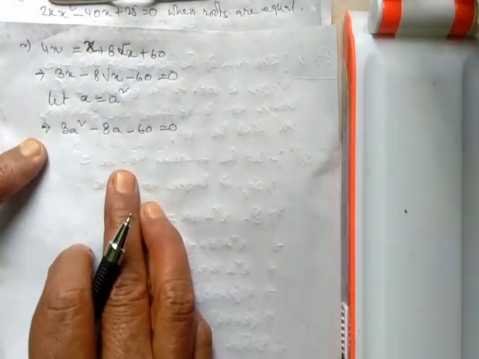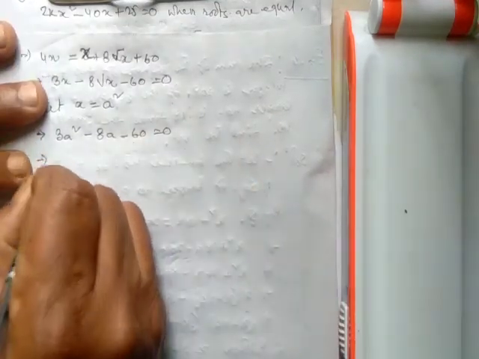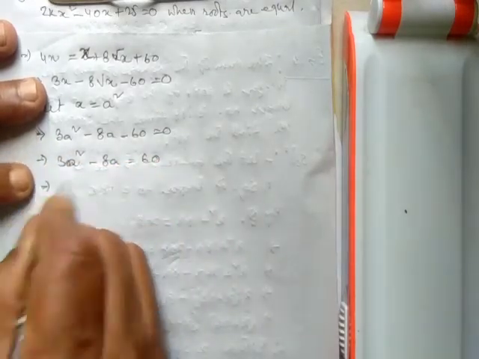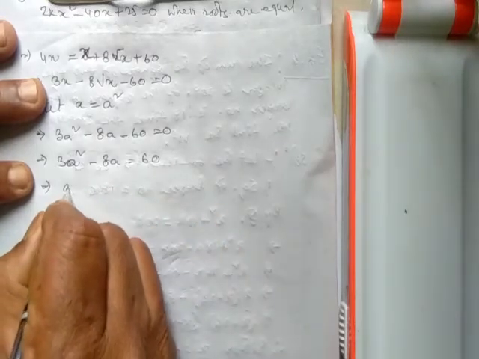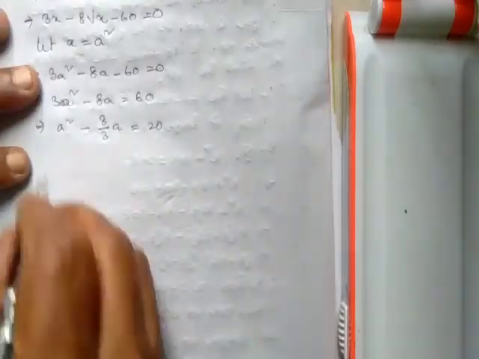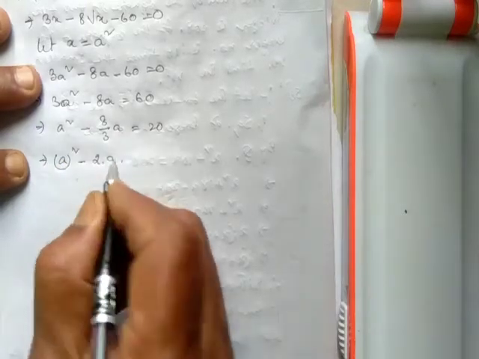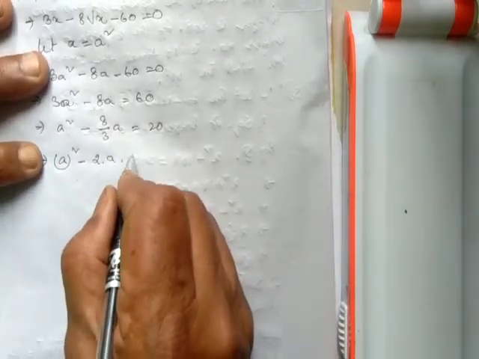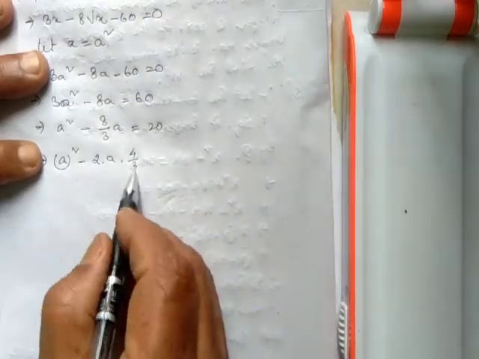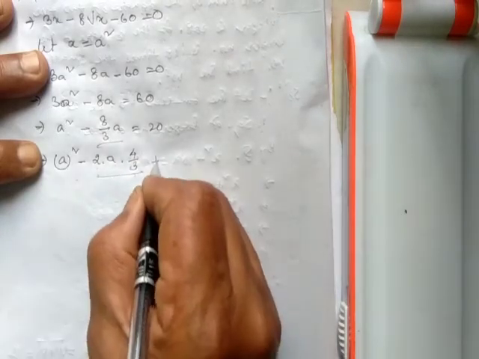This one I am going to show you by completing the square. I will transfer this one to this side. 3a square minus 8a is equal to 60. I will divide each term by the coefficient of a square. So a square minus 8 by 3a is equal to 20. This implies a square minus 2 into a into b, b is how much? 4 by 3. See now, half of 8 by 3 is 4 by 3. This value is coming here. A square minus 2ab plus b square.